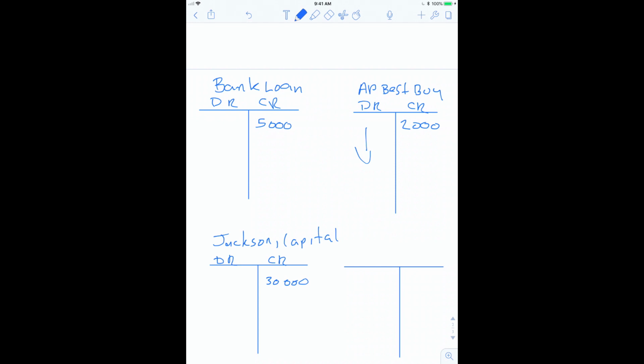Anytime we withdraw money, our capital account will go down in value. Anytime we have an investment in the company, our capital will go up. Anytime we perform a service or provide a service, our capital account will go up. Anytime we have an expense, it will cause our capital account to go down.